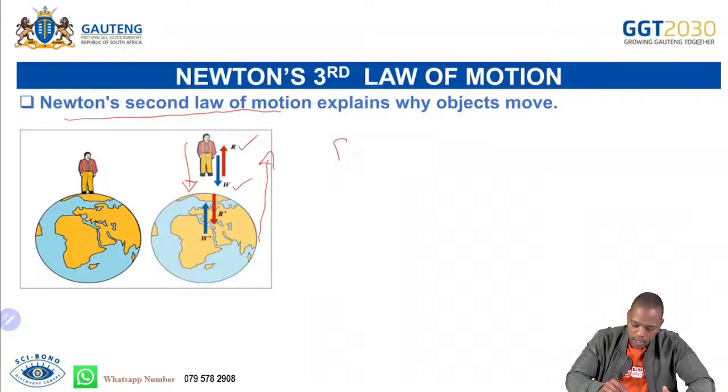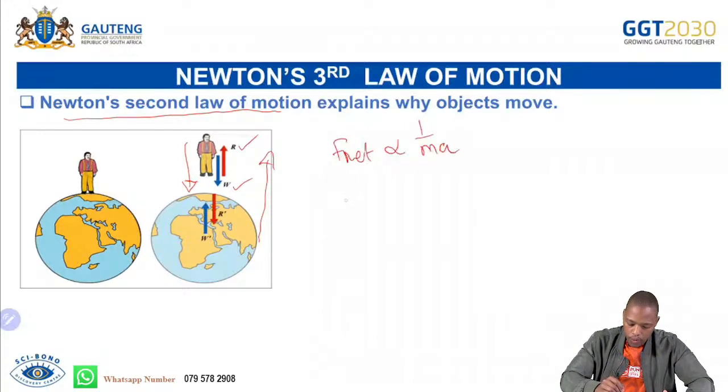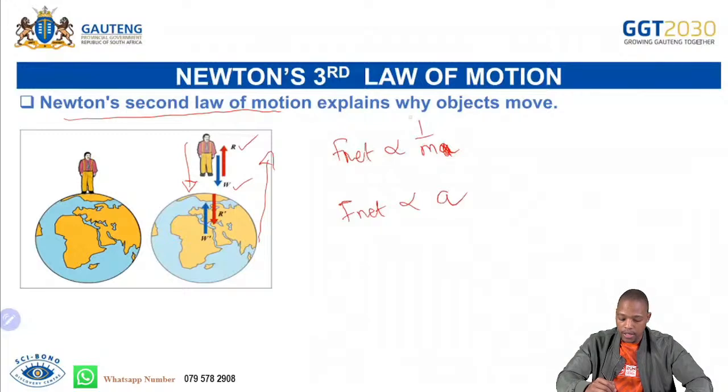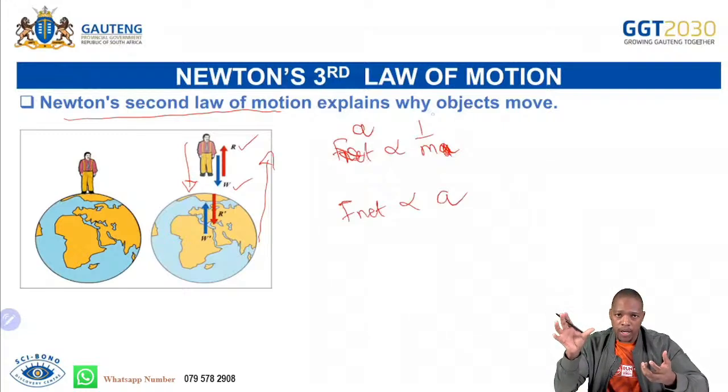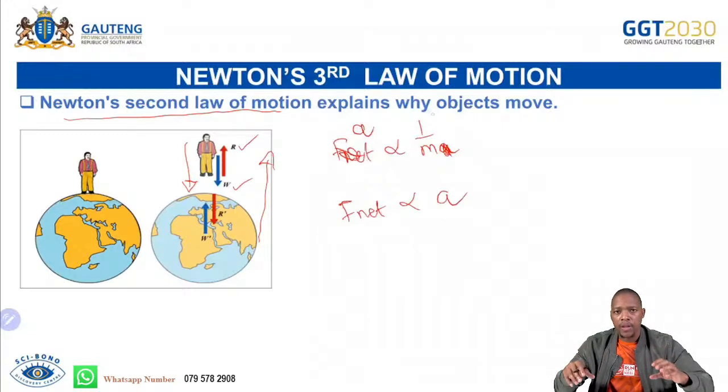If you remember, we said last week, F net is directly proportional to acceleration. So F net, not F net, but acceleration, sorry, is inversely proportional to the mass. So that means that if the mass is big, the acceleration will be less. We talked about that last week. We said if the mass is big, the acceleration will be less, right?